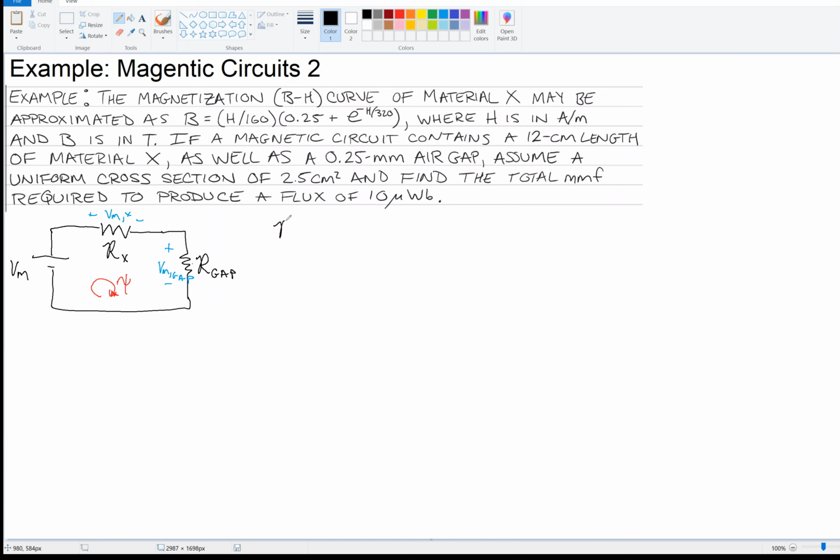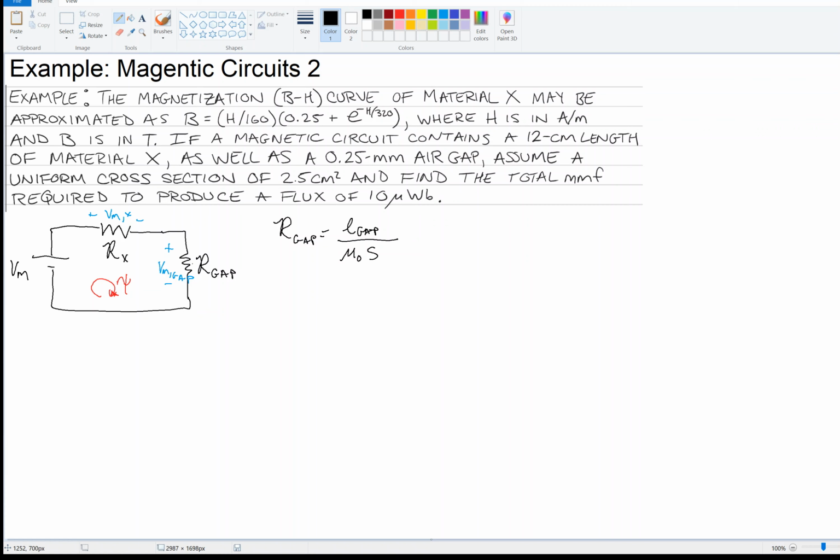I've got the reluctance of the gap. The reluctance of the gap is the length of the gap divided by mu 0 times the cross-sectional area of the gap. So we're given all of that in the problem. L gap is 0.25 millimeters, and this cross-sectional area is 2.5 square centimeters, right? And then mu 0, of course, is the permeability of free space.